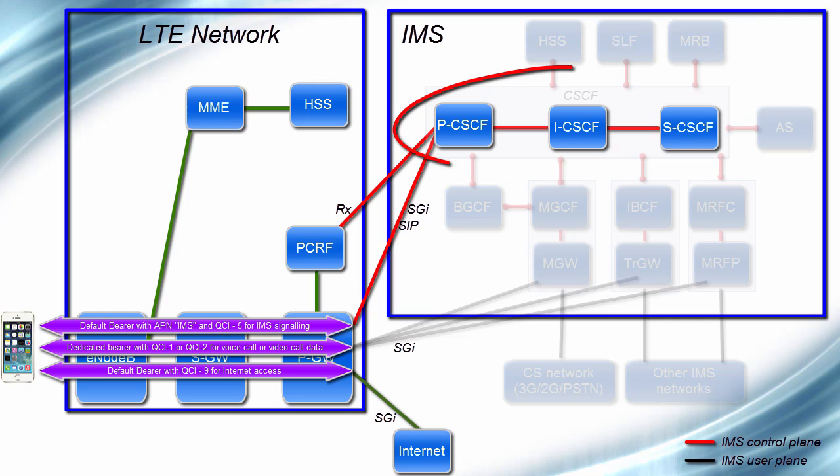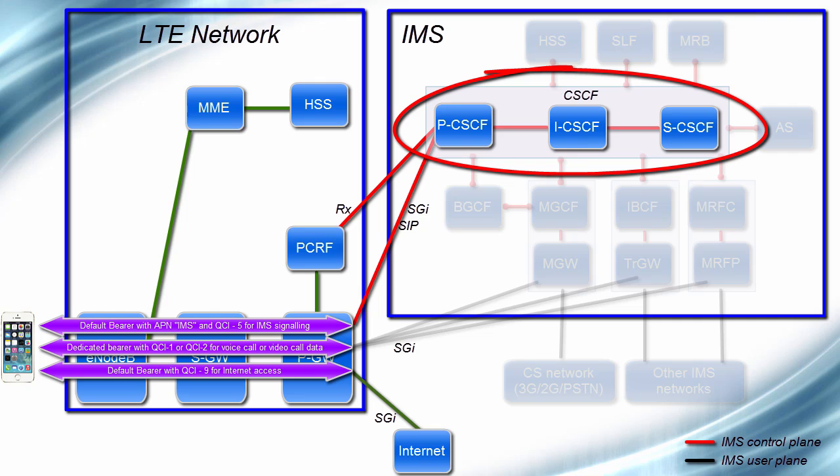Remember, P-CSCF, I-CSCF, and S-CSCF are just logical nodes. Practically, all these nodes are present in a single physical node called CSCF. In a nutshell, we can say that CSCF is our SIP server.